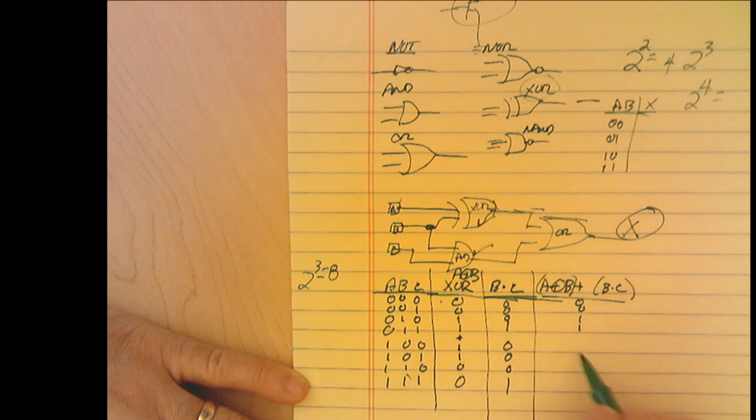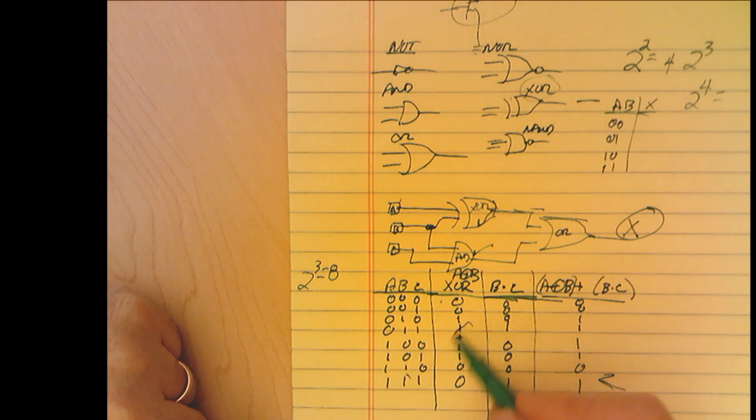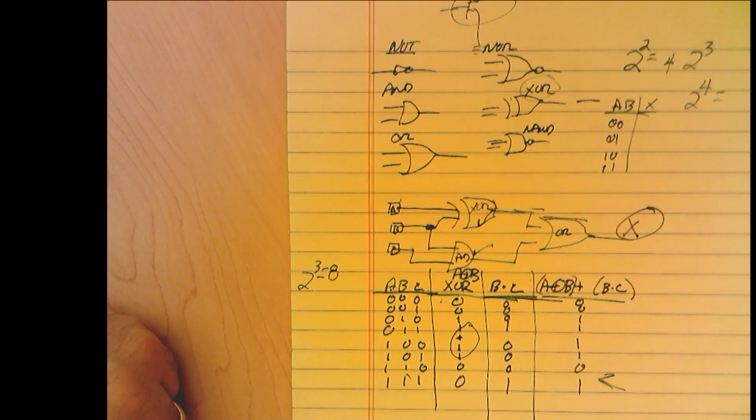Somehow I got an extra 1 in there. 1, 1, 0, 1. All right. So if I were to wire this up in Digital Works, that should be the output unless I messed up right in here somewhere. But we'll come back to that later.